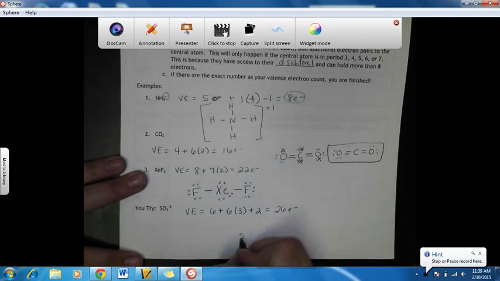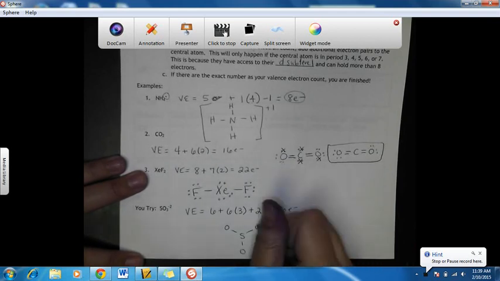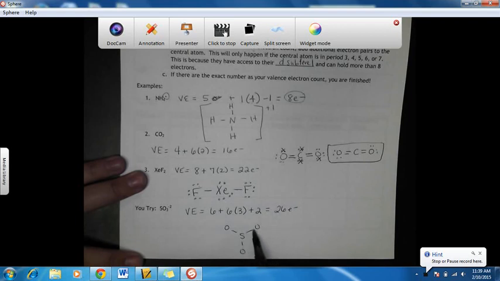Sulfur will go in the center. We would bond our oxygens to the sulfur, and then we have to put in an octet. So we have 2, 4, 6 for sulfur, so it needs 2 more for 8. And then each oxygen has 2 here, so they're each going to need 6 more. Alright, so then we count 2, 4, 6, 8, 10, 12, 14, 16, 18, 20, 22, 24, 26. And so it equals the number we wanted, and so we are finished.